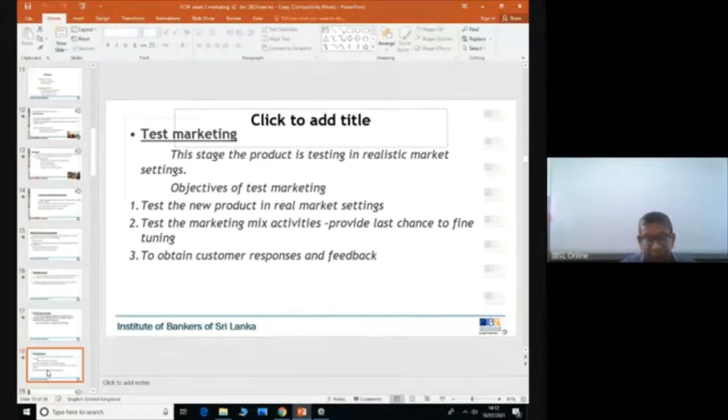Right? So test marketing is very dangerous because competitors get to know your product. They may launch before you introduce it, even though you spent all this effort.